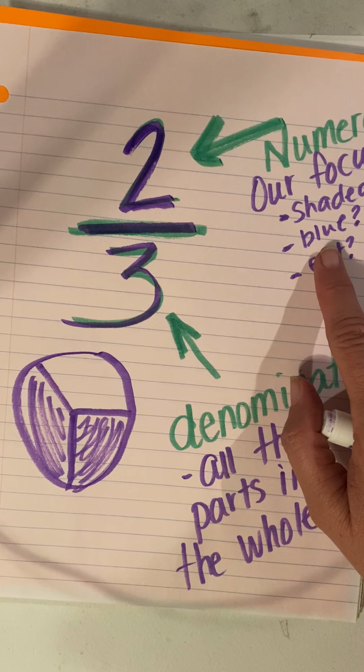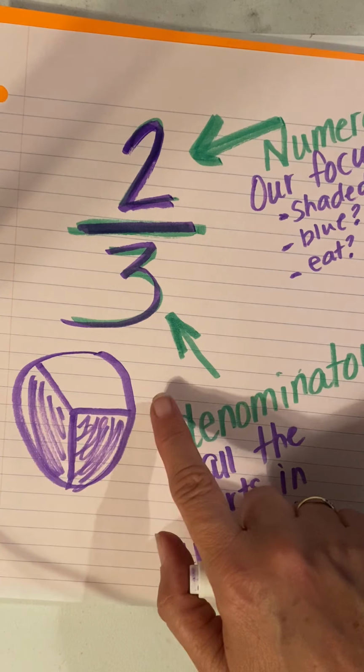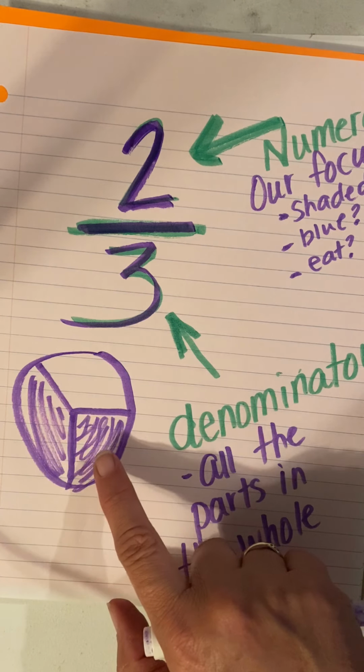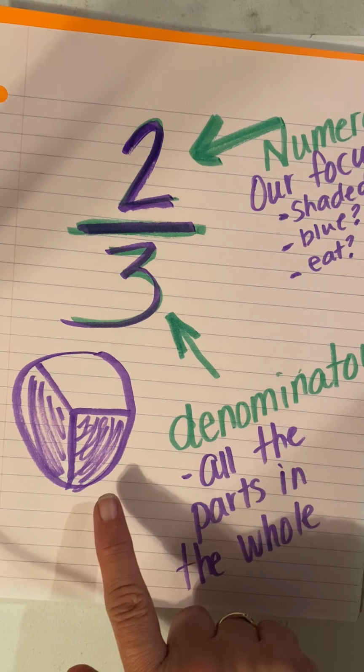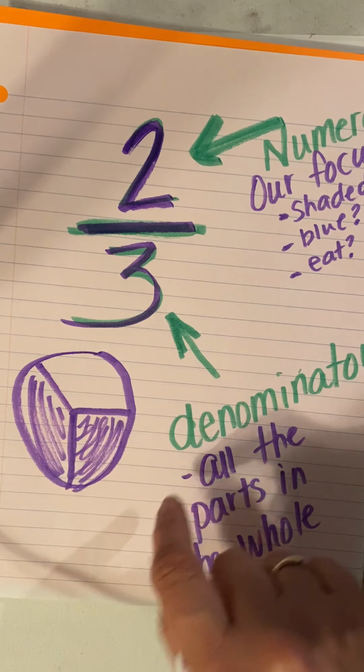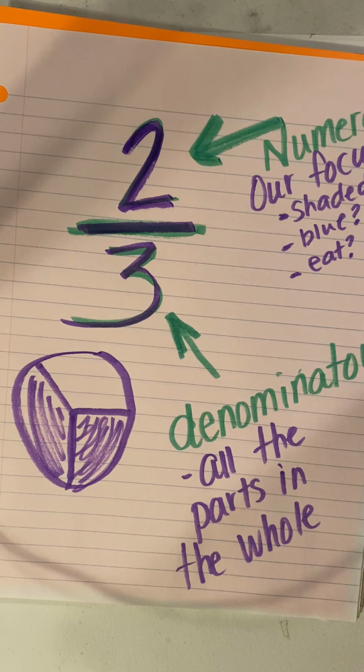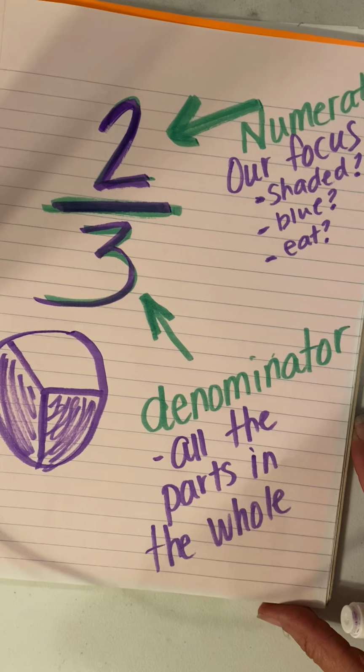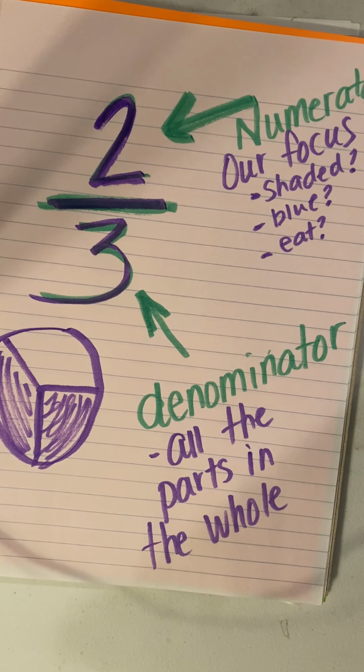What fraction of this is purple? What fraction of this could I eat? None. This is called the denominator. That's how many parts did it take to make this whole shape. We're going to talk more about numerators and denominators, but for now, pause.